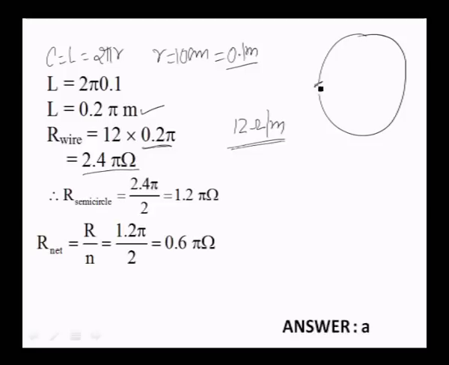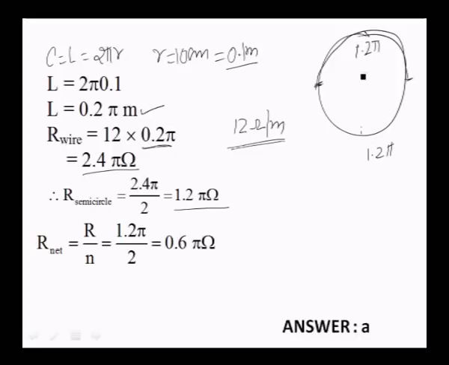But we want the resistance of the half, that is the semicircle. The resistance of the semicircle is equal to the total resistance divided by 2, because these are identical semicircles, that is 2.4 pi divided by 2, which is equal to 1.2 pi ohm. Okay, we are getting this is equal to 1.2 pi and this is also equal to 1.2 pi. These two are identical.